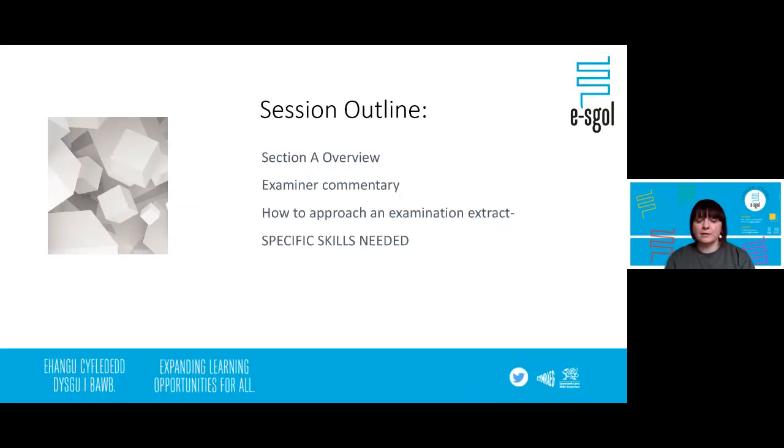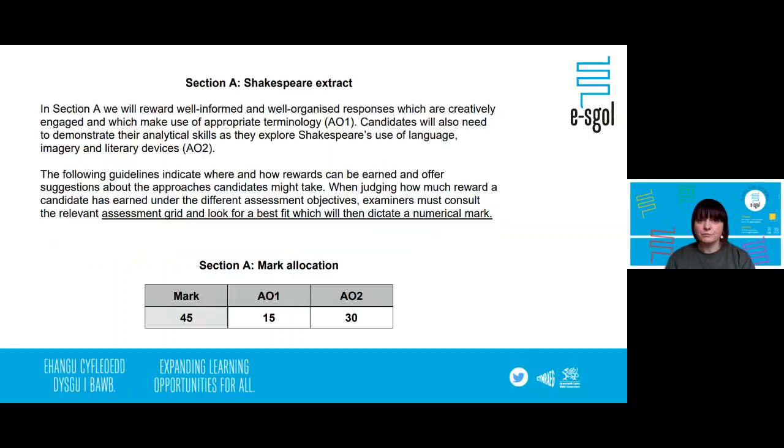So we'll have a think about the session outline. We're going to have a little overview of what's included in Section A, have a look at some examiner commentaries, so give you some feedback as to what examiners have said about past examination series, and again, have a think about the skills that are going to be needed, okay?